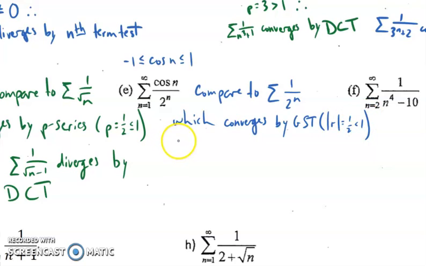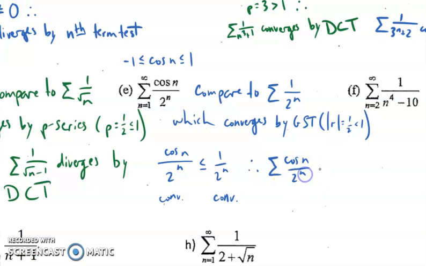Okay, but again, ignoring the fact that we jump into negatives, we can see that the cosine of n over 2 to the n is always less than or possibly equal to 1 over 2 to the n. And since the bigger one converges, then the smaller one must also converge. Therefore, the given series of cosine of n over 2 to the n converges by the direct comparison test.